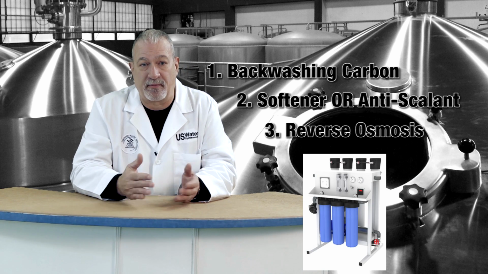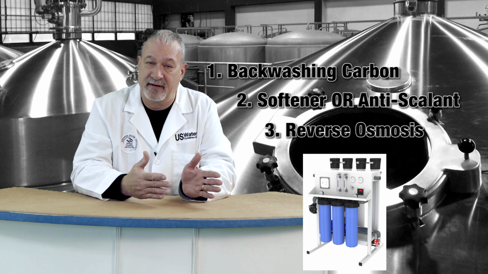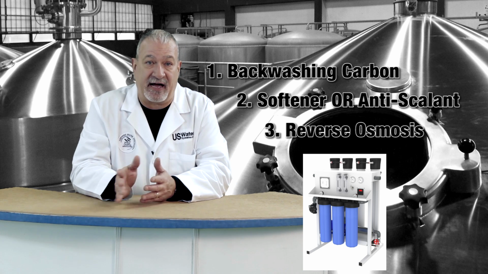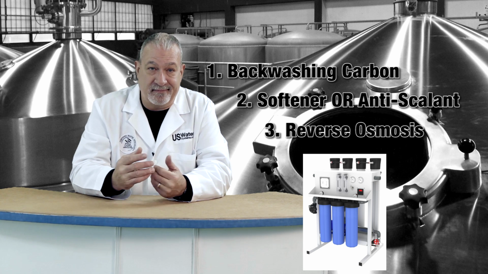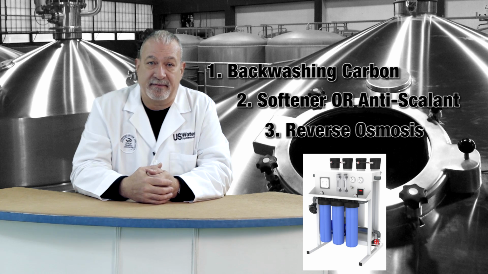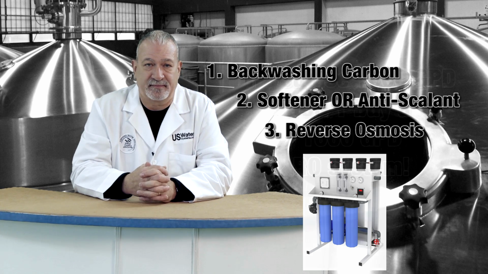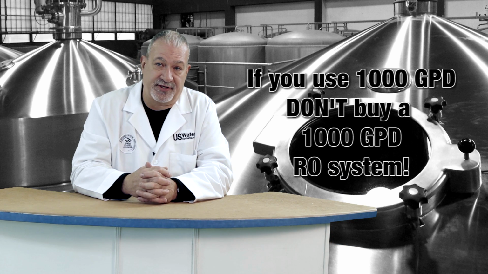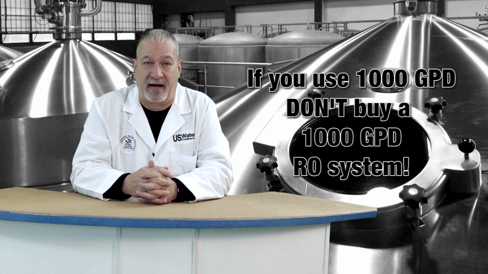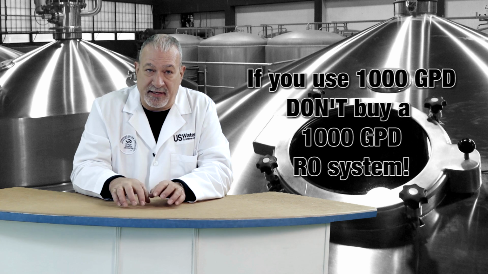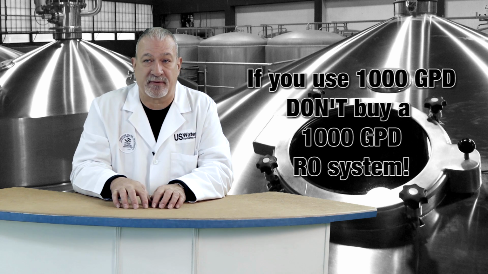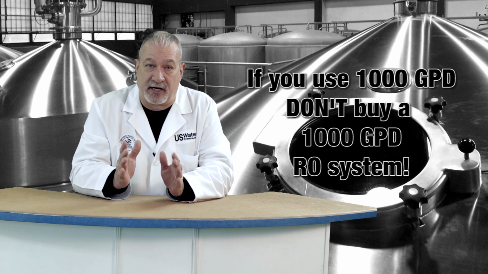Typically a commercial RO system may be between 500 and 7,000 gallons a day, depending upon the size batch of product that you're going to make. Here's one thing you want to remember. Let's just say you need 1,000 gallons a day. Well, you don't want to go out and buy a 1,000 gallon a day reverse osmosis system. You want a system that is going to accommodate your needs.